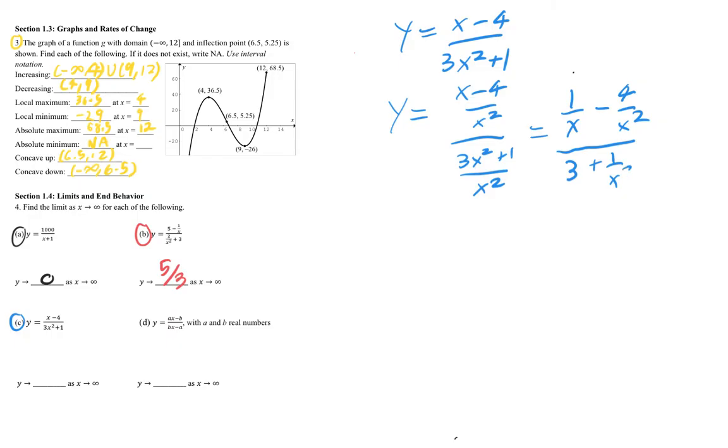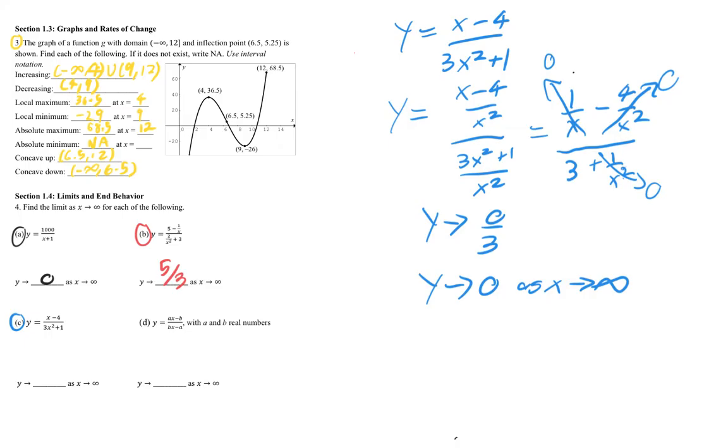1 over x squared. So we can see that 1 over x is going to go to 0 as we're getting really large and closer to infinity. That 4 over x squared is also going to get really close to 0, because x squared is going to be really large, and 4 over a really large number is really close to 0. That 1 over x squared in the denominator, same thing, going to get really close to 0. So we're going to be left with y getting closer to 0 over 3. So y is approaching 0 as x is approaching infinity.